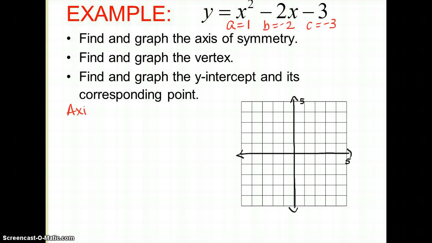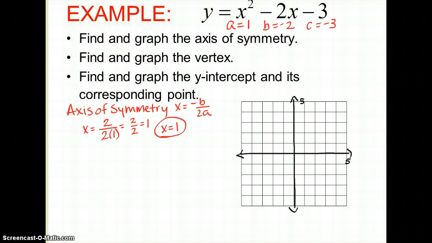So the axis of symmetry: remember the formula was the opposite of b over 2a. For my problem, x is equal to the opposite of b. The opposite of negative 2 is a positive 2, divided by 2 times a, and a happens to be 1. If I calculate this out, 2 divided by 2 is 1. So my axis of symmetry for my specific equation is x equals 1.